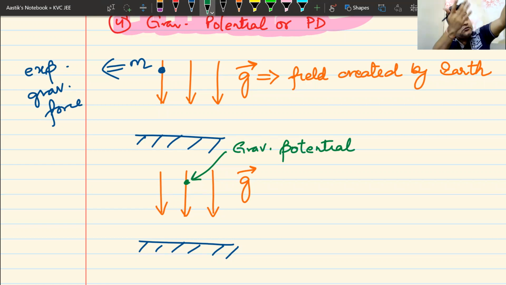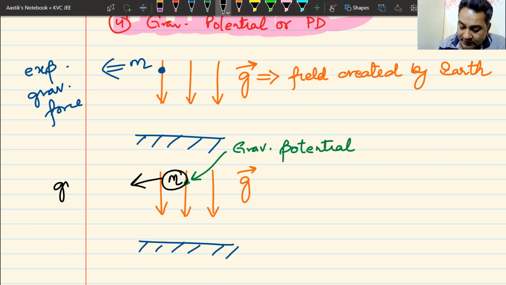But when there is nothing there, what will happen? Nothing will happen. So it has potential. As soon as I put a block of mass m here, the black one, this block of mass m now has gravitational potential energy.